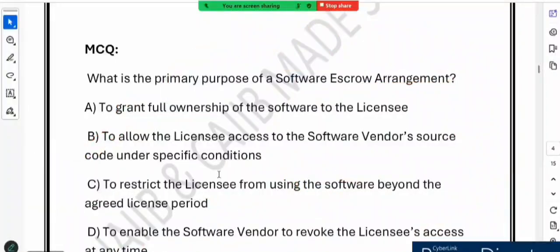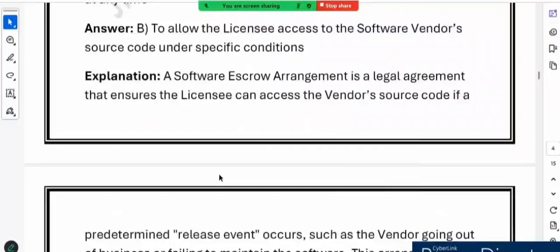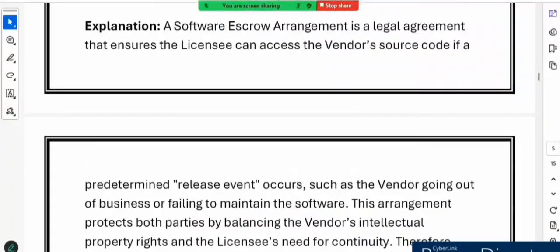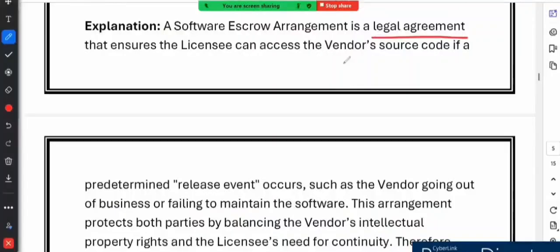So let me summarize the key facts we have learned regarding the software escrow arrangement. First point is that it is a kind of legal agreement, ensuring access to the source code under certain conditions. Second point, it protects the licensee. Remember, it always protects the licensee, right?